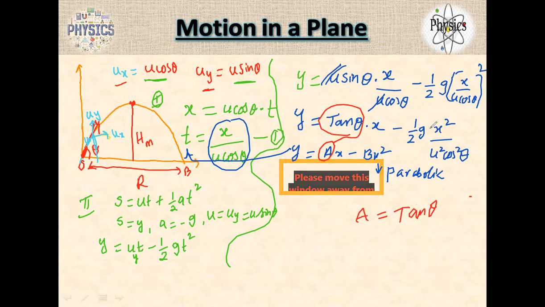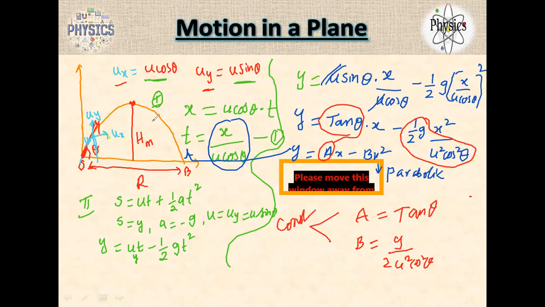Here everything else is constant. These are all constants. I'm calling that b. b is equal to g by 2 u square cos square theta. These are the constants. So we proved that the path of the projectile motion is a parabola.